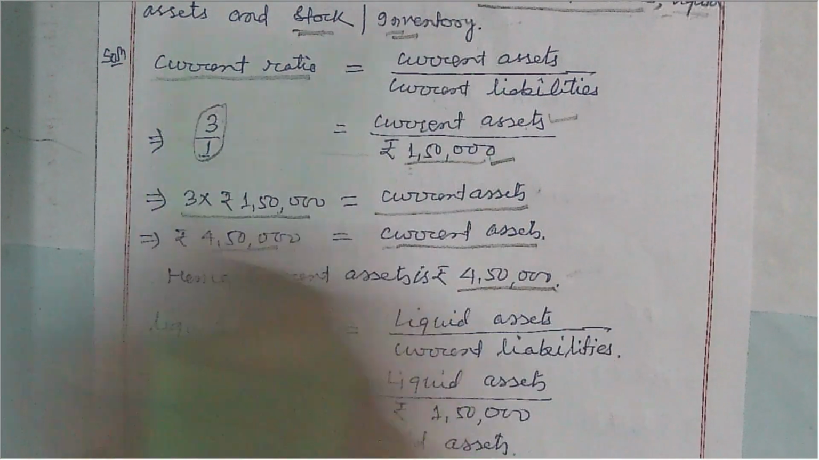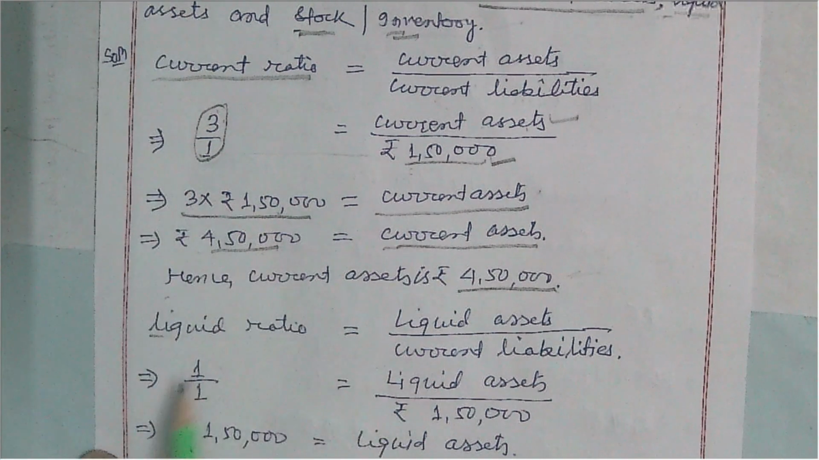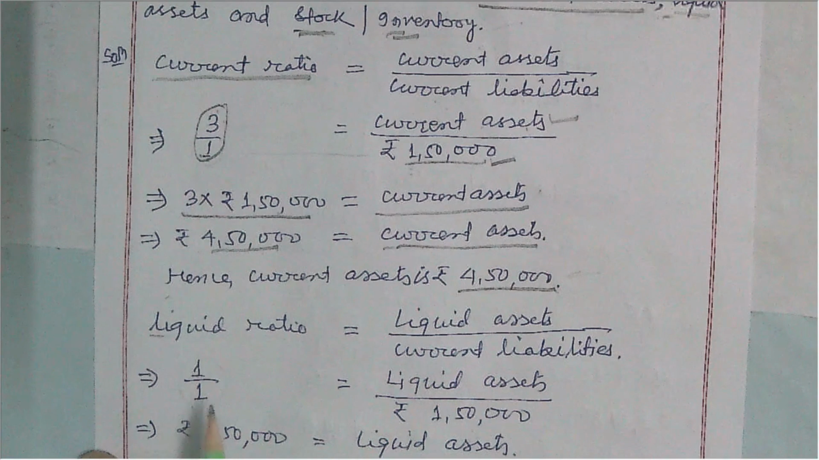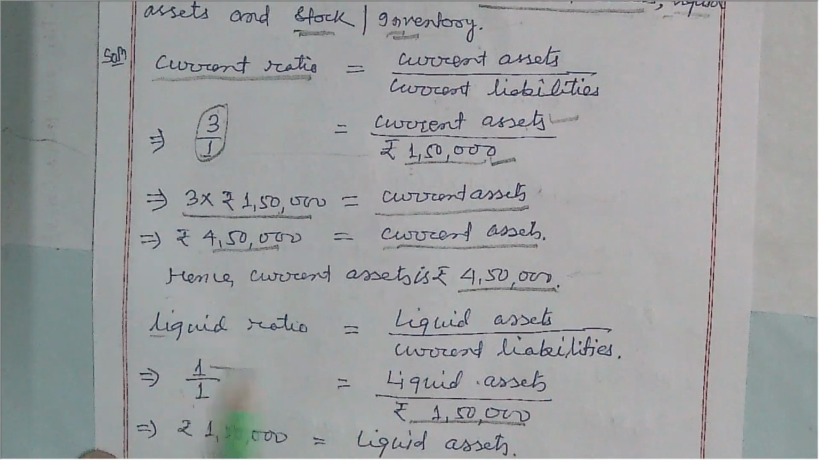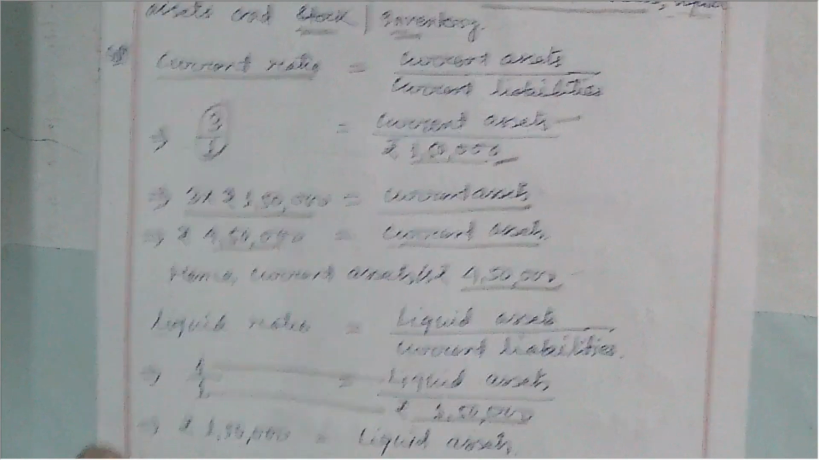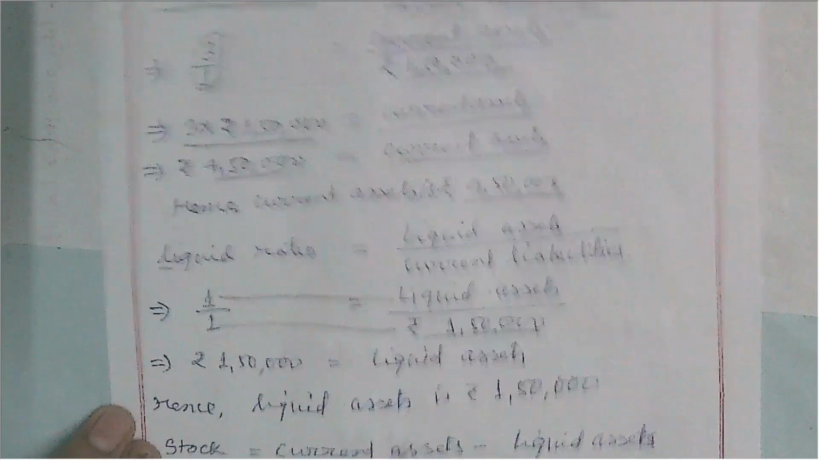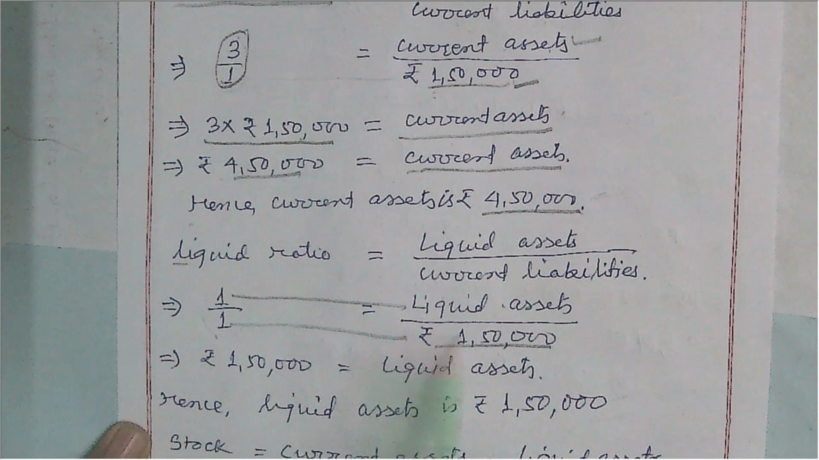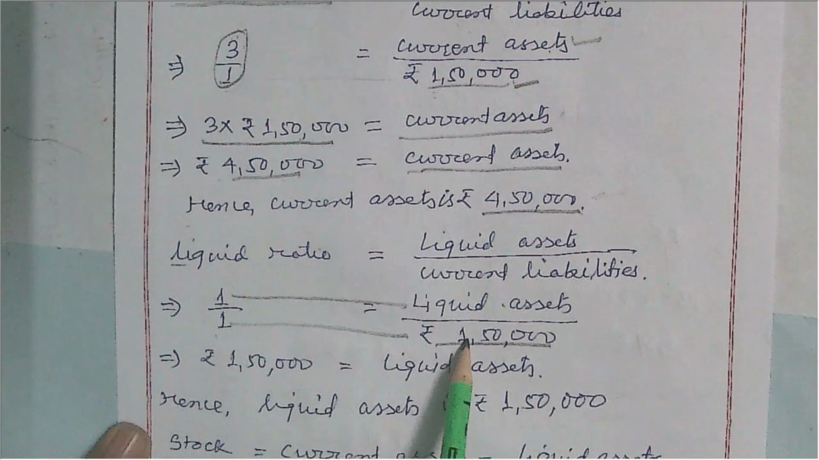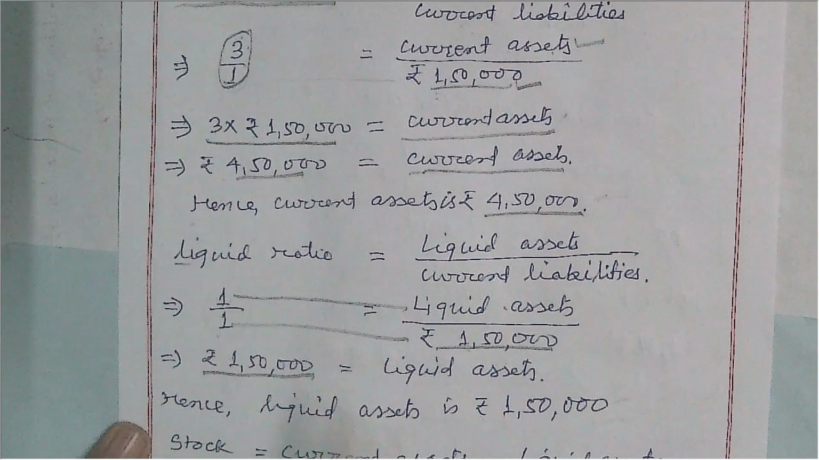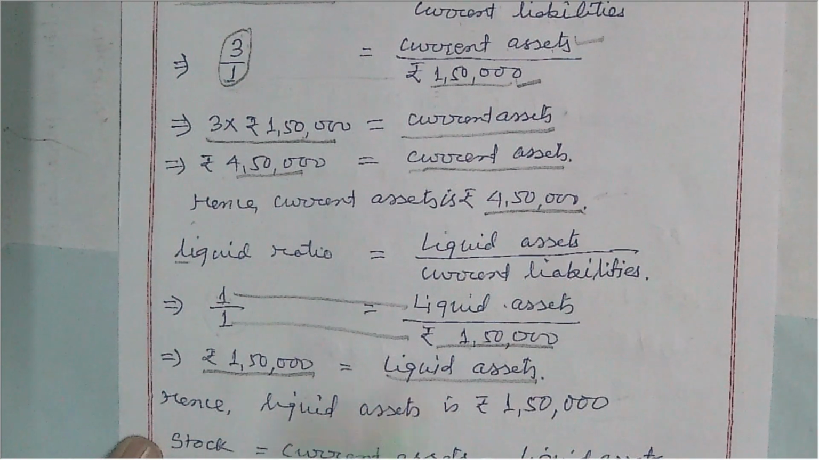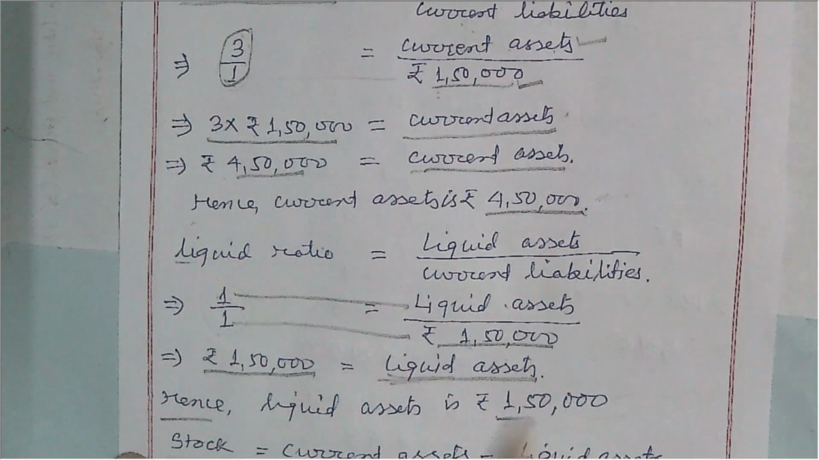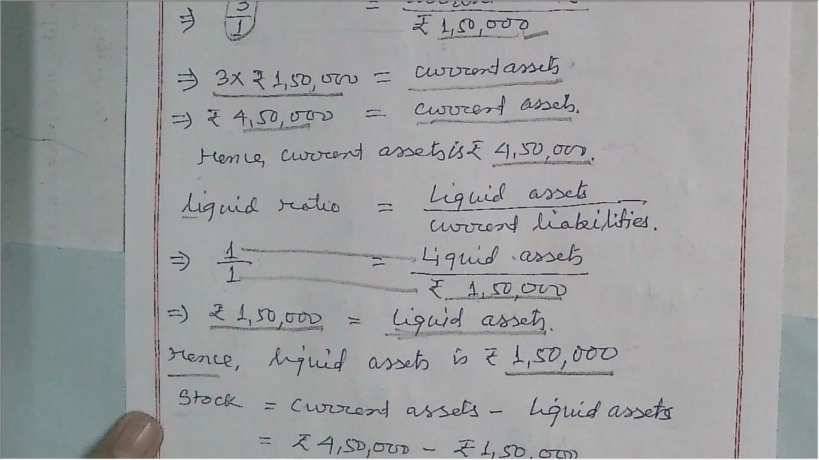Now liquid ratio is given as 1:1. Here 1:1 means 1/1, because it is liquid assets by current liabilities. So 1 is the liquid assets, and this one is the current liabilities. Now here the cross multiplication. So this is 1,50,000, equal to liquid assets. Okay, this is the liquid asset. So hence the liquid asset is rupees 1,50,000.